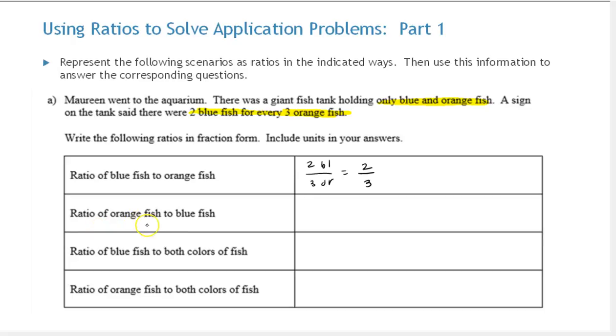Now we have the ratio of orange fish to blue fish. Well, there's 3 orange fish for every 2 blue fish, which is 3 to 2.